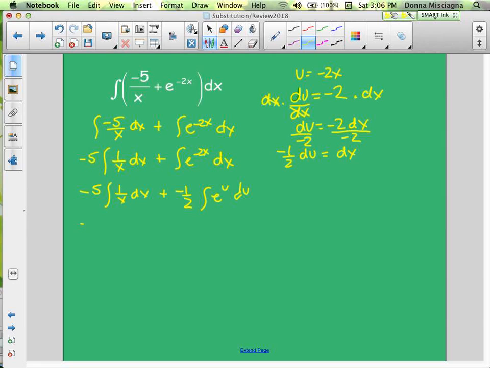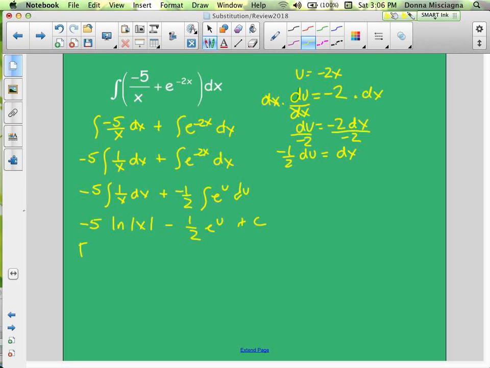So the antiderivative of 1 over x is going to be natural log of x, and you use absolute value bars because it has to be positive. And now we have minus 1/2 e to the u because e is its own derivative, so long as its exponent is just a single variable. And then plus c. Now we need to substitute the u back, because you put the u in, we got to put the x's back in. So now we'll just replace the u with the negative 2x.